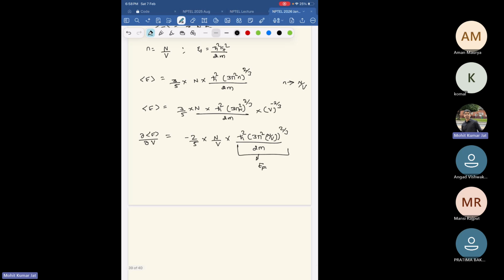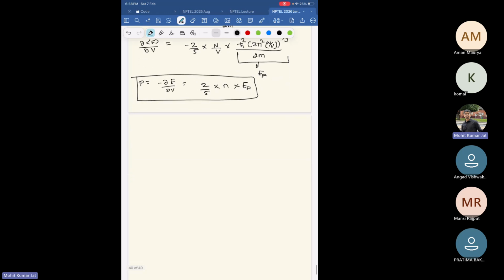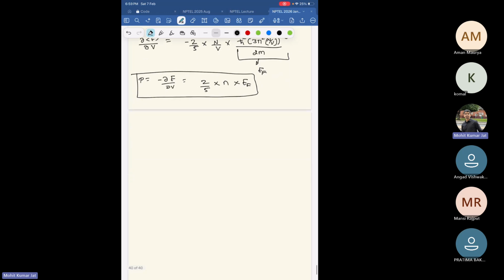So the pressure, which is nothing but minus del E by del V, will be 2 by 5 times n by V, where small n is the carrier density, times the Fermi energy. This is the standard result: the pressure exerted by the electrons, which you call the degeneracy pressure, will be 2 by 5 times the carrier density times the Fermi energy. So that's what the relation is.